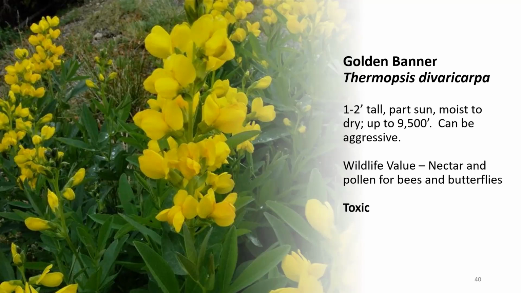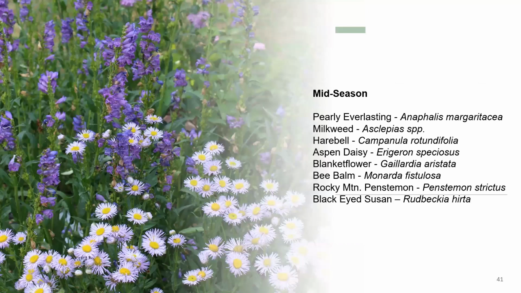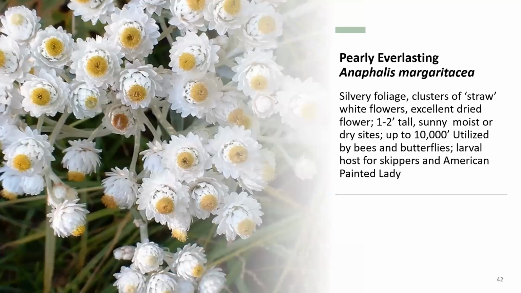The wildlife value is nectar and pollen for bees and butterflies. The mid-season plants, I'll just go through the slides. Pearl everlasting, Anaphalis margaritacea. It's silvery foliage, clusters of straw white flowers.